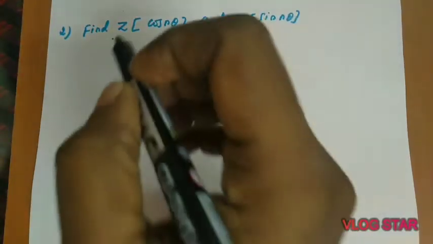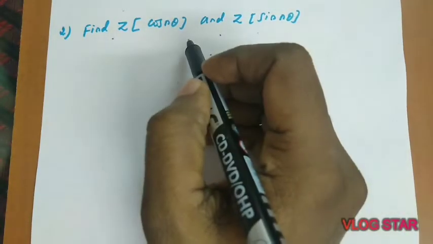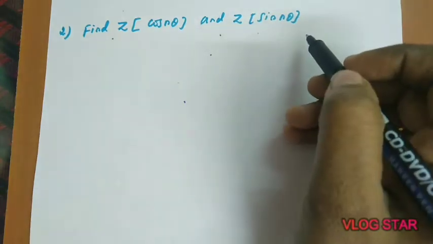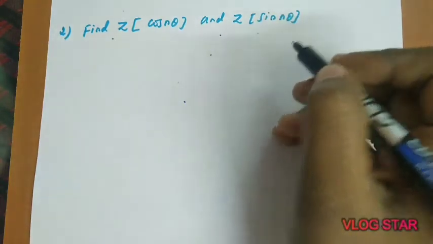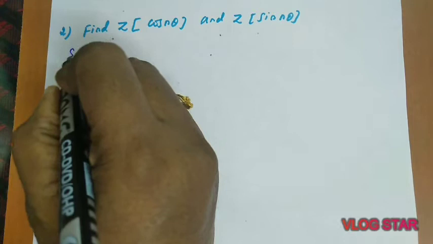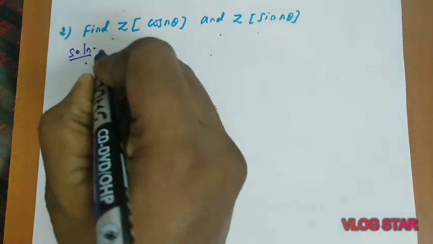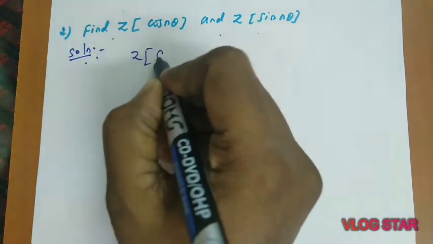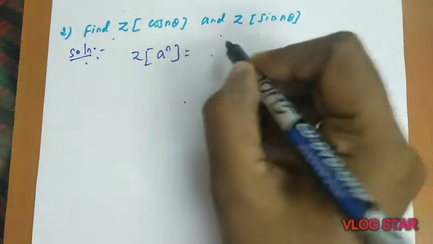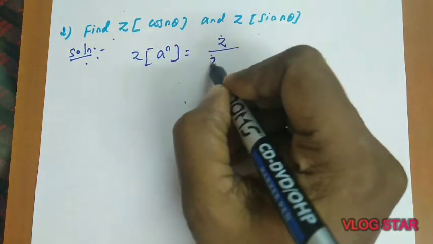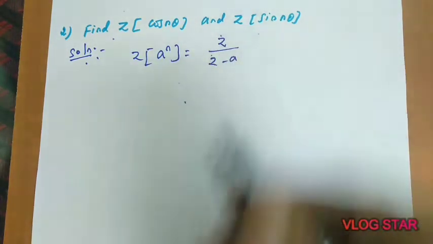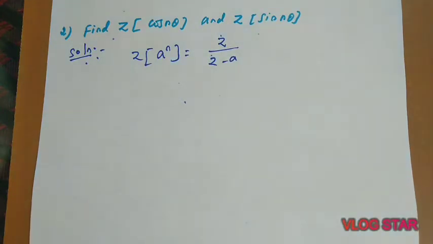Look at the second question. Find Z of cos n theta and Z of sin n theta. So here also we are going to apply the same result. What is the well known result? The well known result is Z of a power n, z by z minus a. So applying this result only we are going to do this problem.